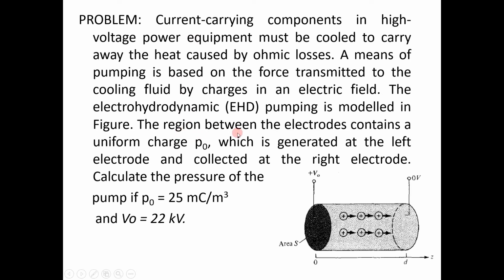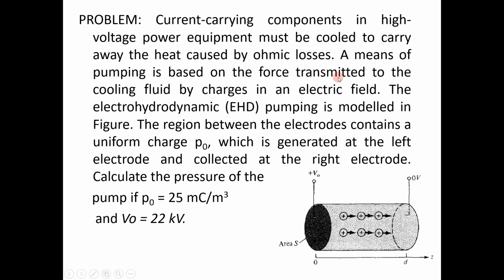And you can continue. The region between the electrodes contains a uniform charge rho naught. That is where we are interested. So the charge density is given as rho naught. It is generated at the left electrode and collected at the right electrode. You are asked to calculate the pressure, and rho naught charge density is given, V naught voltage is given. So the two points we consider are this end and the other end, so Z equals 0 point and Z equals D point. That's where the two electrodes are. At Z equals 0, V value is V naught, and at Z equals D, V value is 0.